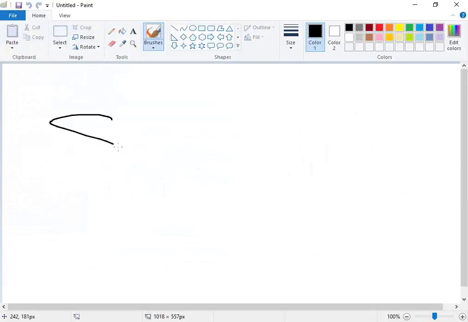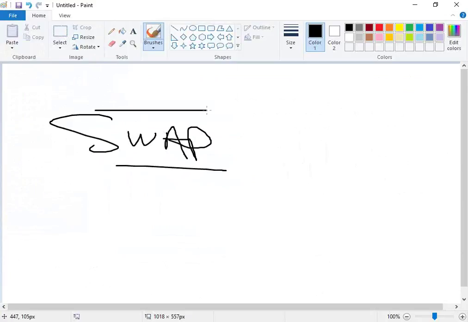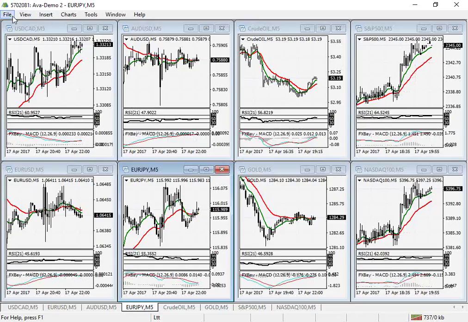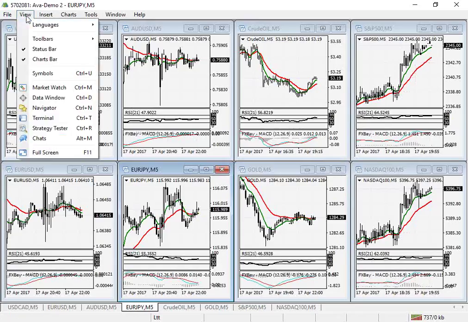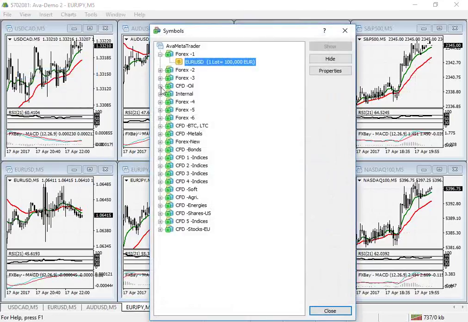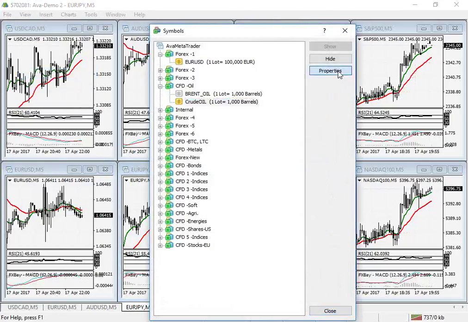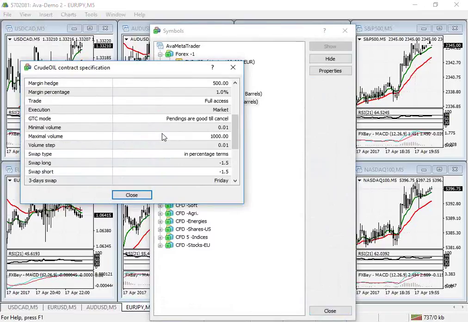But also, remember, if you hold a position past 5 p.m. Eastern Time, you incur a swap rate. So every product has a charge. You can find that on your software. You just go View, Symbol, find the product, Oil, Properties, and it tells you what the swap rate is. Swap long or short, minus 1.5%. So you multiply the position by 1.5%, divide by 12, and that gives you your daily swap rate.